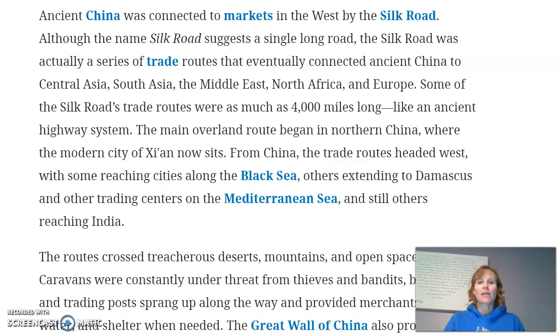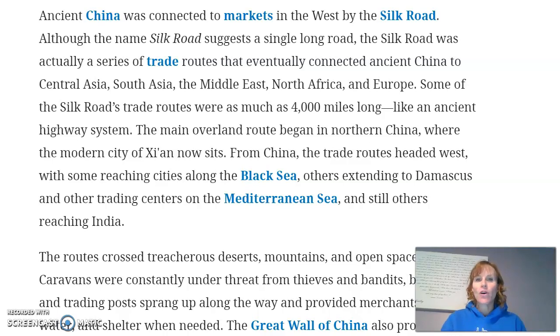The main overland route began in northern China, where the modern city of Xi'an now sits. From China, the trade routes headed west, with some reaching cities along the Black Sea, others extending to Damascus and other trading centers on the Mediterranean Sea, and still others reaching India.